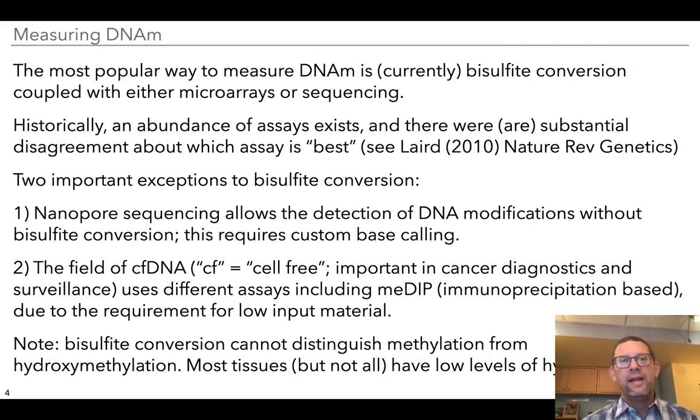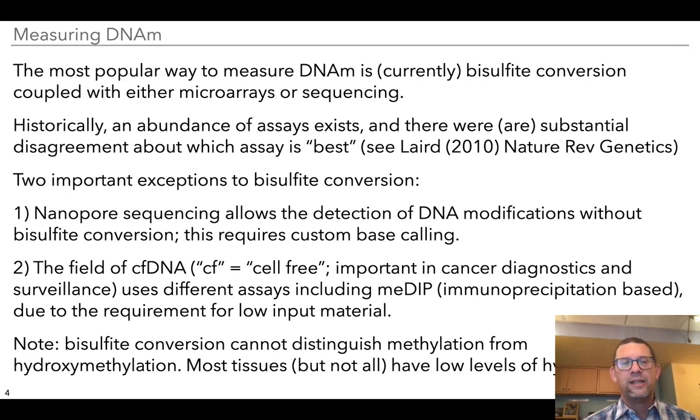The most popular way these days to measure DNA methylation is bisulfite conversion coupled with some kind of readout, either microarrays or sequencing. Historically, there was an abundance of assays proposed to measure DNA methylation, and there was substantial disagreement about which assays were best. There are two important exceptions to bisulfite conversion that are of important use today.